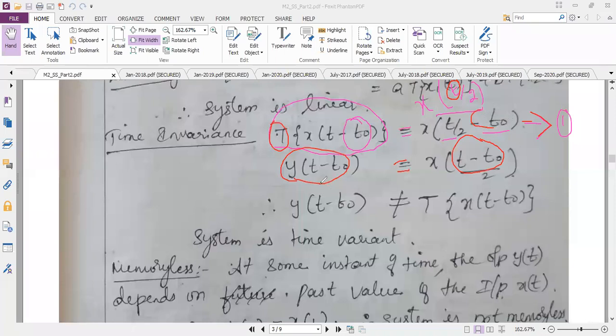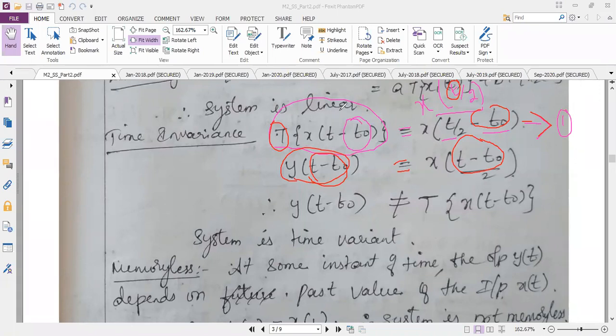Whereas this y of t minus t naught, what it says is, Ma'am, your voice is breaking. My voice is breaking? Is it audible now? Excuse me. Yeah, I can hear you now, ma'am. Okay, maybe some network problem. If my voice is clear, I will continue. Can I continue? It's clear, ma'am.